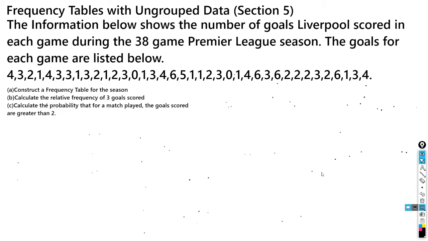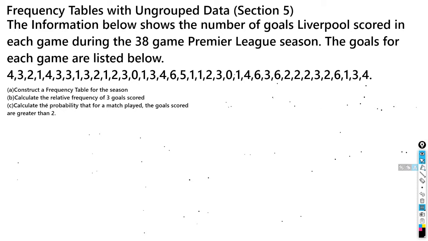All right, guys. So we're gonna look at the last example here, and I think this is a wonderful example. It says the information below shows the number of goals Liverpool scored each game during the 38 game Premier League season. The goals for each game are listed below: 4, 3, 2, 1, 4, 3, and so on. And it says construct a frequency table for the season, calculate the relative frequency of 3 goals scored, and calculate the probability that for a match played the goals scored are greater than 2.